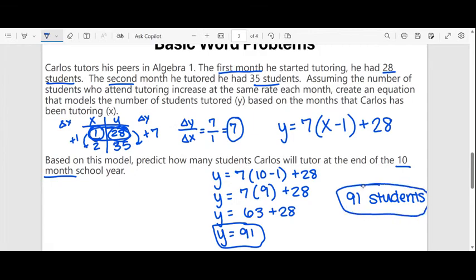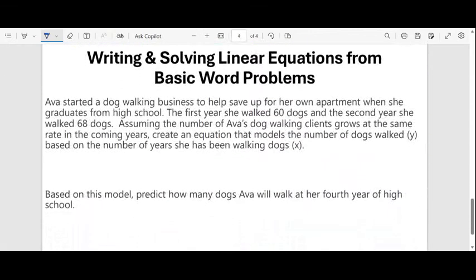Okay, we have one more example we're going to do. Let's go ahead and knock it out. Ava starts dog walking to help save money for her own apartment when she graduates from high school. Her first year that she was walking dogs, so first year, she walked 60 dogs, and we're going to call this her freshman year. Her second year, so that's her sophomore year, she walked 68 dogs.